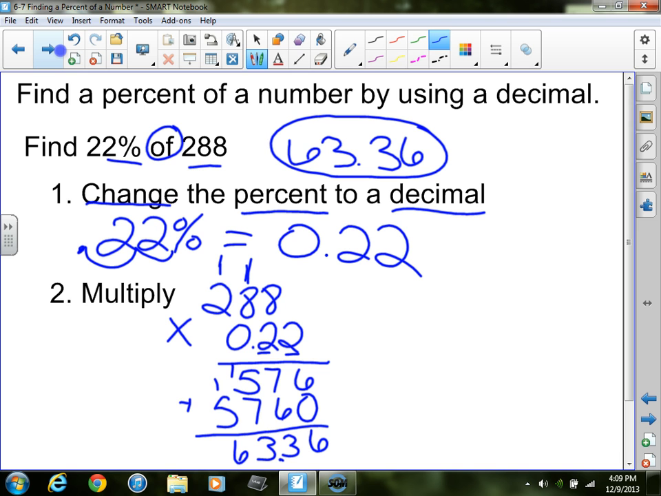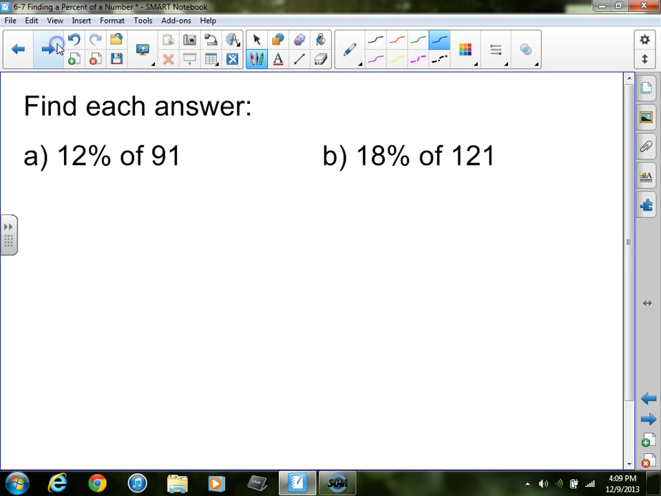So again, to find the percent of a number using a decimal, I change the percent to a decimal and then multiply them together. It's really not hard. Just be careful with that decimal. Don't forget to put it in the right place in the answer.